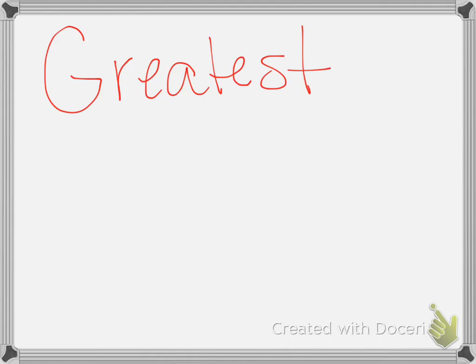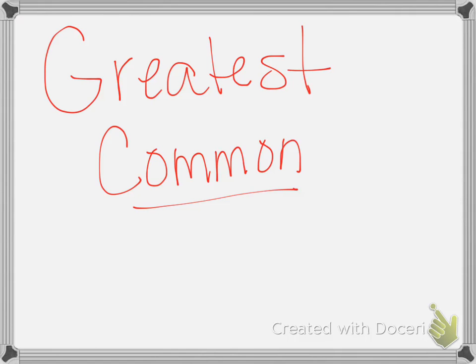Okay, I'm going to teach you how to do something called the greatest common factor. So first of all, let's think about each of these words. Greatest, you all know, means the biggest, the largest. Common means the same. When I'm thinking of the word common, I'm thinking of if I say what do two people have in common, it means what do the two people have that are alike or the same.